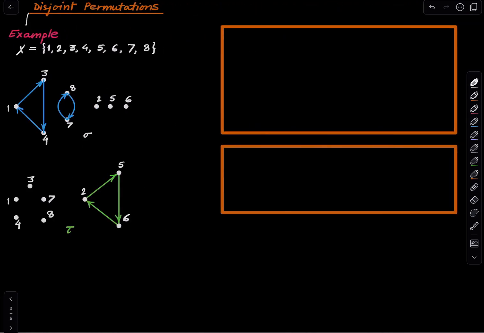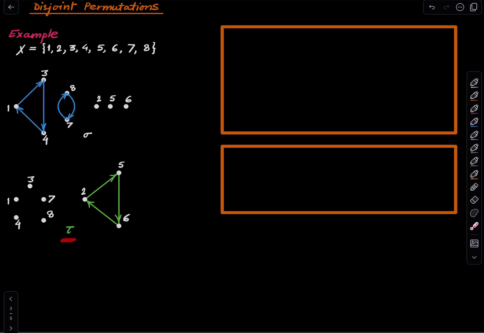So let us talk about disjoint permutations, a very simple concept. Let's motivate the definition via an example. The set X is the first 8 natural numbers, and to depict sigma, we have just made the digraph. It's better to make the digraph rather than write down the map. So this is sigma. It sends 1 to 3, 3 to 4, 4 to 1, and 7 to 8, 8 to 7, and fixes these three.